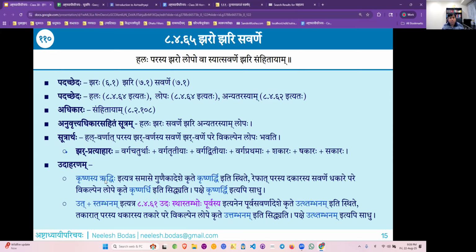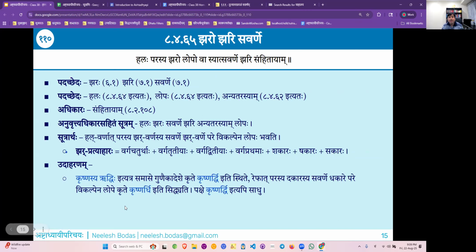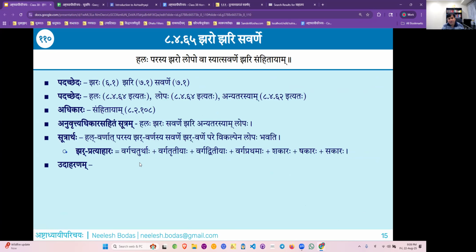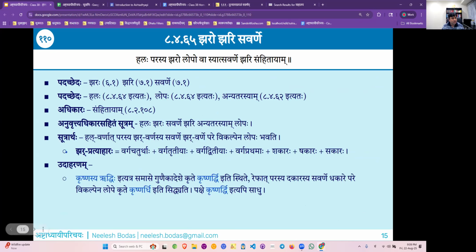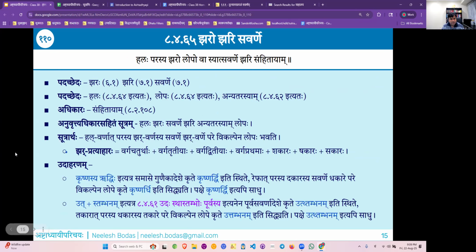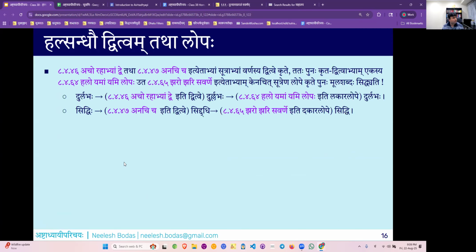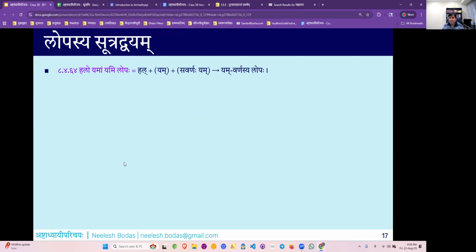Therefore, we were very cautious. We took an example of Krishnardhi where there was no doubling but lopa. Utthambanam, no doubling plus lopaha. In the same way for the halo yamam yami lopaha, asye bhava. So there was no doubling but there was lopaha. Those kind of examples have to be given. Any questions so far? One last slide and we are done. No questions. So let's go to the last slide.